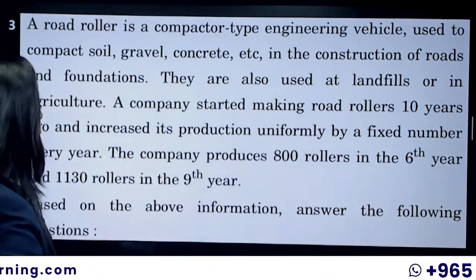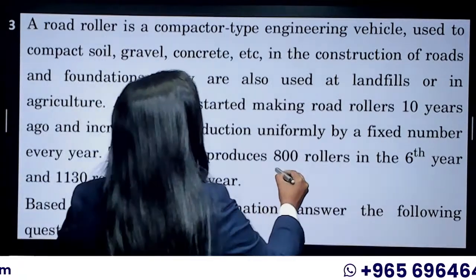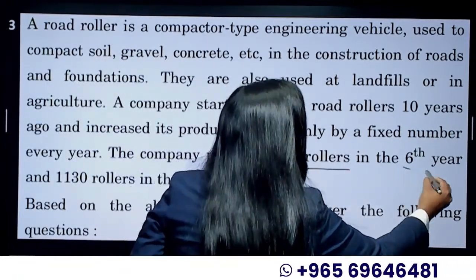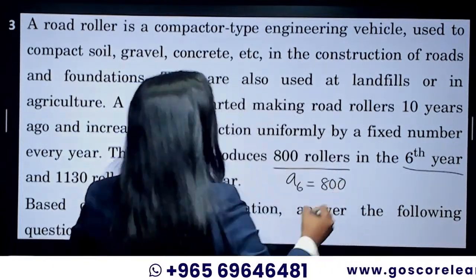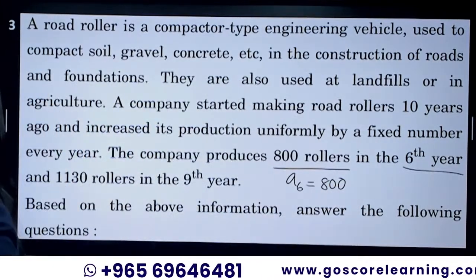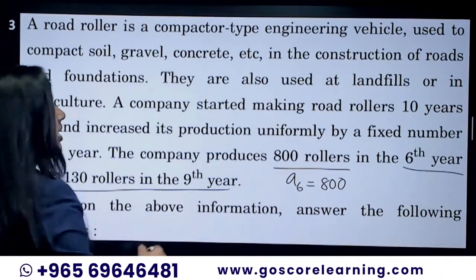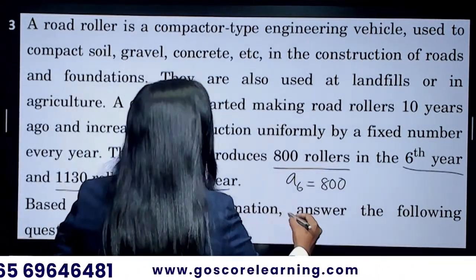So here the company produces 800 in the 6th year. So what is that? A6 is equal to 800. Okay, so we got an information, and this much in some year. So what is that? It's a9, right?